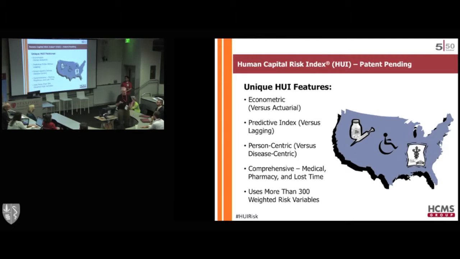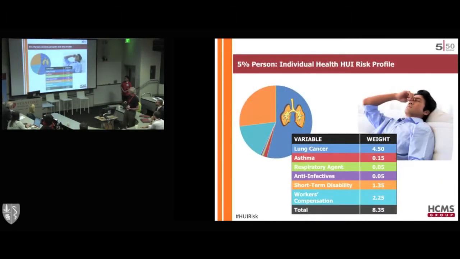We need to get upstream in terms of something that is more preventive. Again, it's person-centric versus disease-centric. We have all kinds of risks that are calculated based on, do you have asthma, do you have heart disease, all of the chronic conditions. But as you're going to see in a moment, this 5% people don't just have one disease. They have 10 diseases. And so you've really got to deal with this in a person-centric way. It's comprehensive. That includes medical and pharmacy as well as lost time. And we currently use over 300 weighted risk variables.